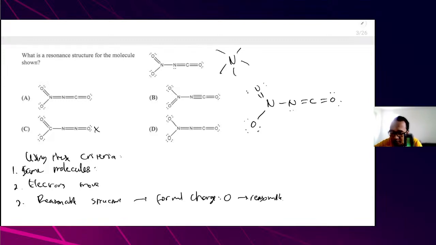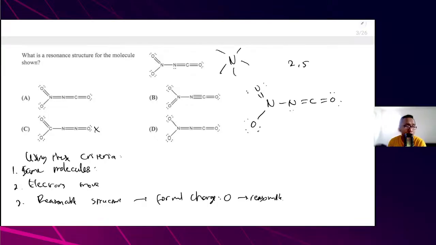Let's take a look one by one. N here: 1, 2, 3, 4, 5. Let's see for the periodic table. N is 7, so 2 and 5, right? So it will be 5.